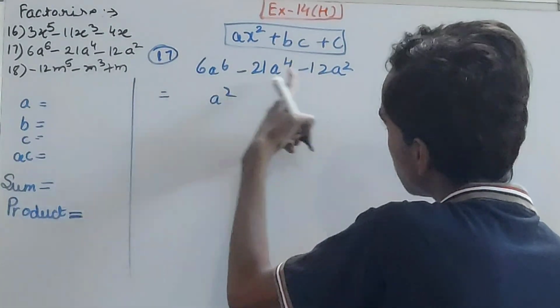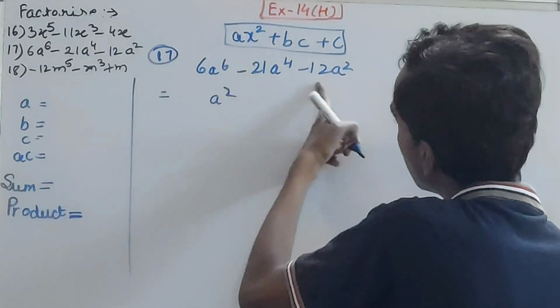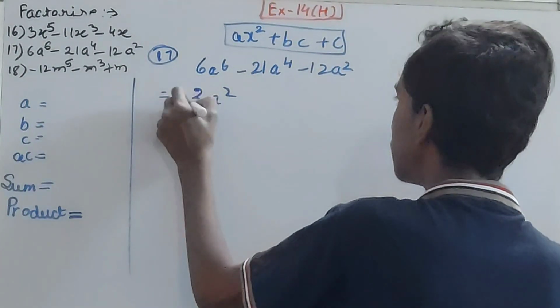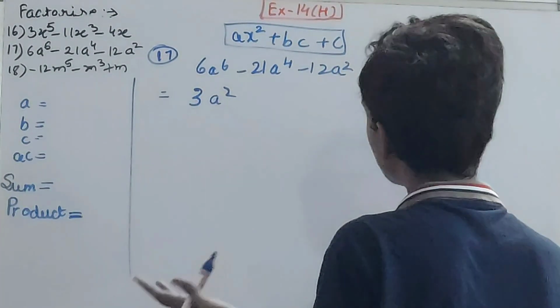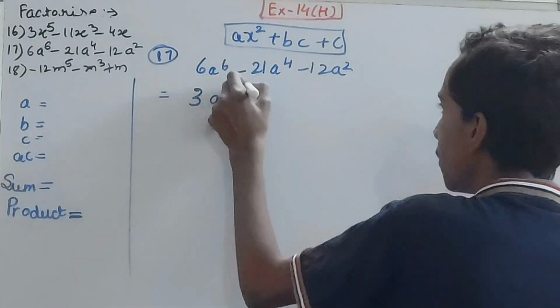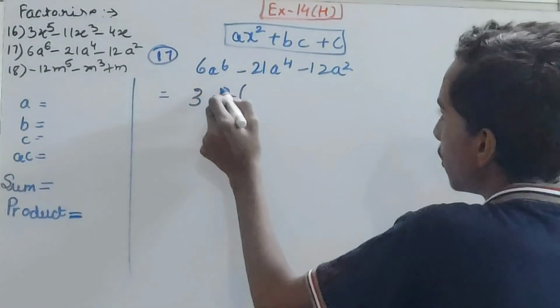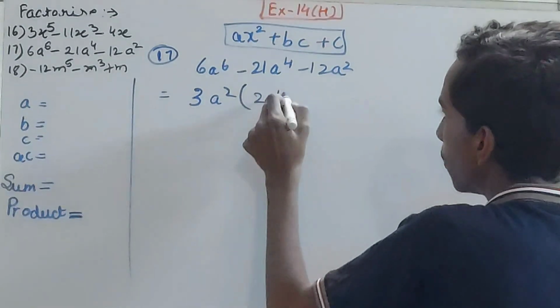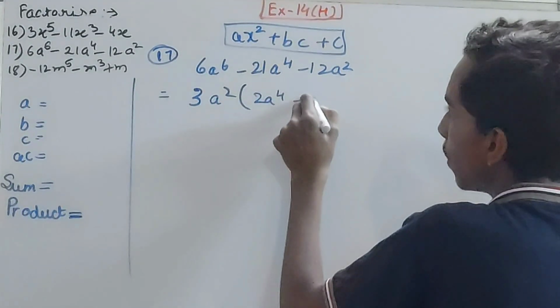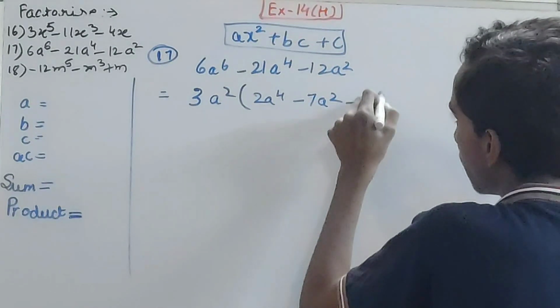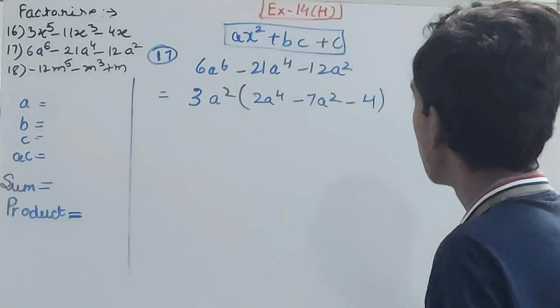From the numbers you can see we can take 6, 21, 12. So the highest common factor is 3. So we can take here 3. Minus or plus? Plus is fine, right? We don't need to take minus, okay? Now look here. You will be left with 2a to power 4 minus 7a square minus 4. That is what you will have, okay?